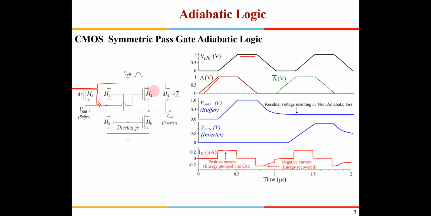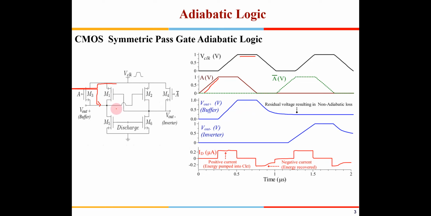So this is similarly A bar, so this node will not get charged out here. So you will find this node is getting charged from here to here. The output is going high. As the VDD is going high, the output is also going high.